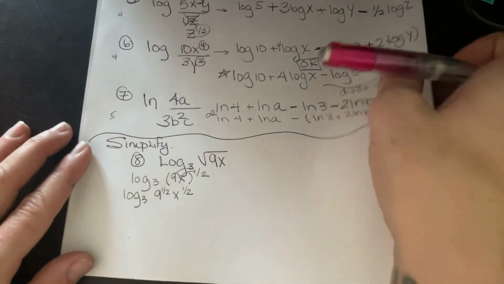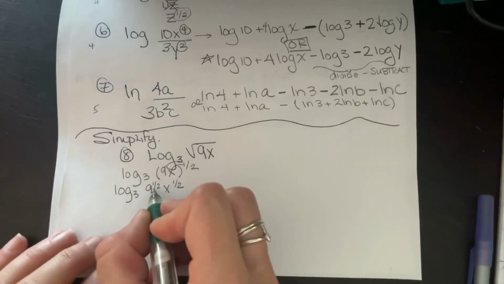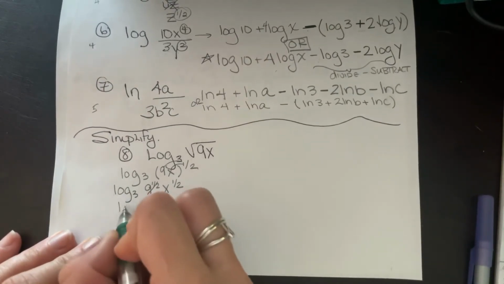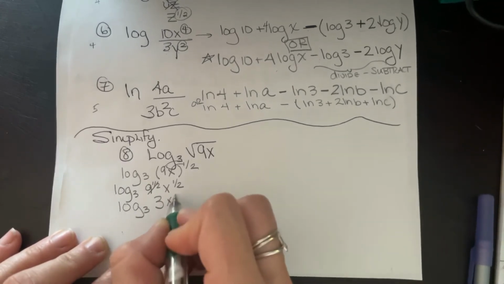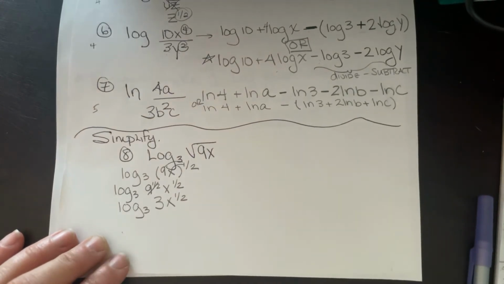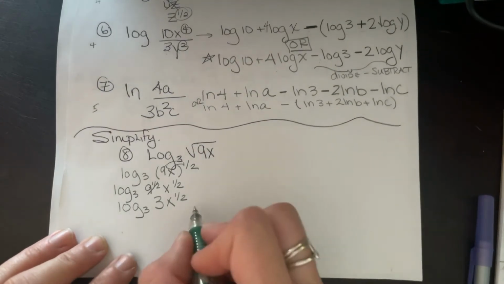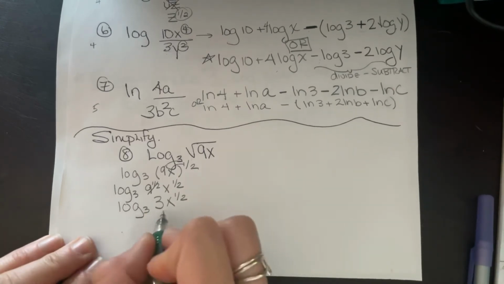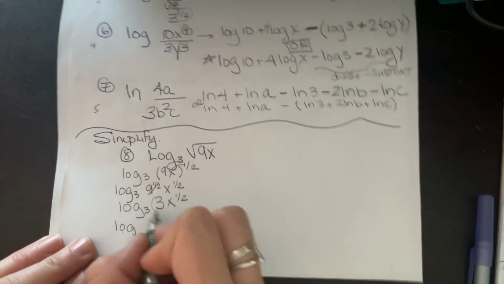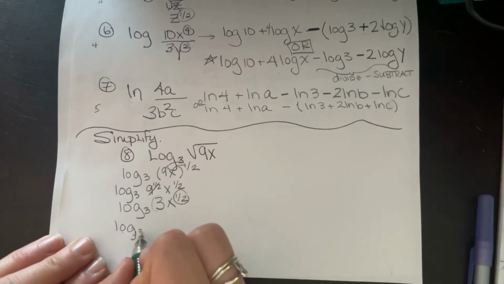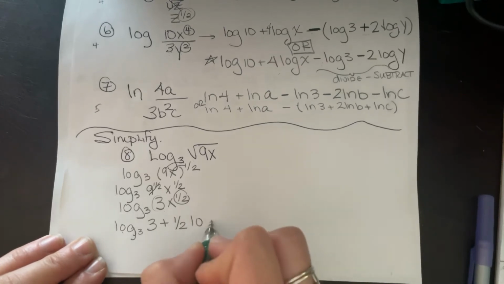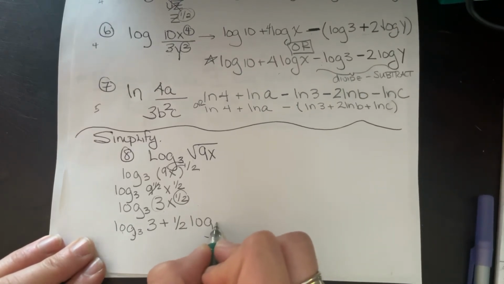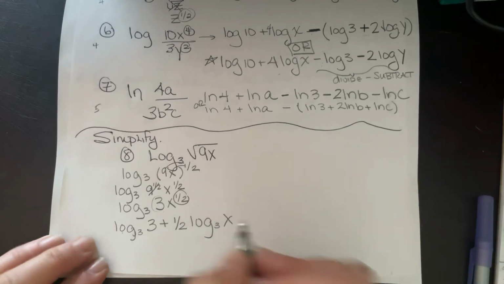You should know, and I want you to calculate, what is 9 to the 1/2? Remember, 9 to the 1/2 is the same thing as square root. So this now becomes log base 3 of 3 x to the 1/2. Okay, let's expand this. So multiplication. So I got log base 3 of 3 plus 1/2 log base 3 of x.